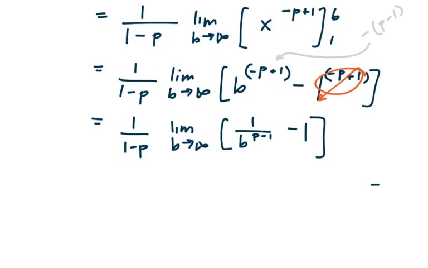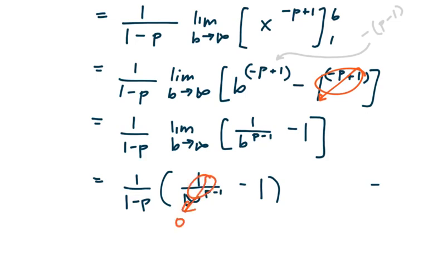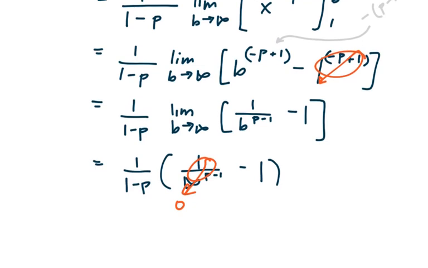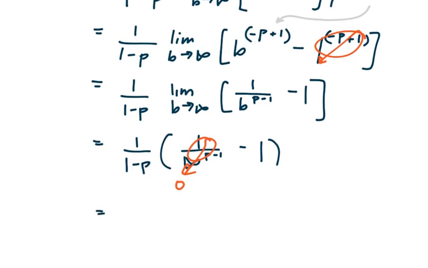So if I look at evaluating this and plugging in infinity for my b, I've got 1 minus 1 over p. That would be 1 over infinity to the p minus 1, minus 1. 1 over infinity, we know, goes to 0, which gives me 1 over 1 minus p times negative 1 in my parentheses, or just 1 over p minus 1. So this is a finite value, and because we get a finite value, we know that it converges.